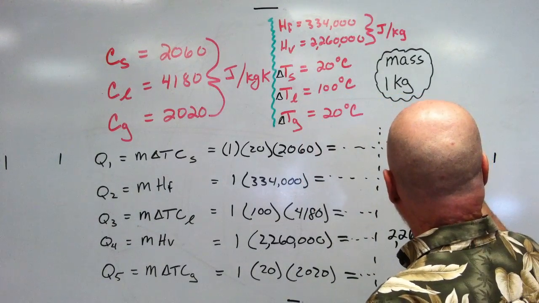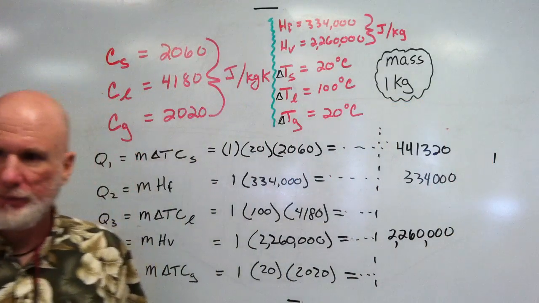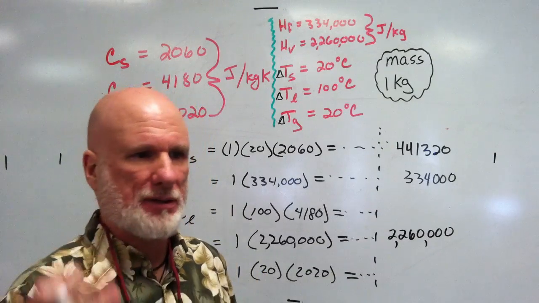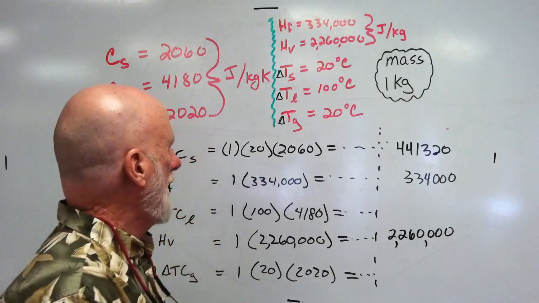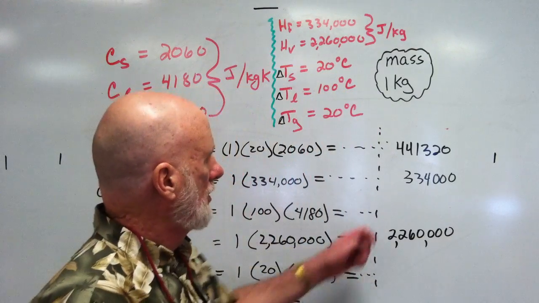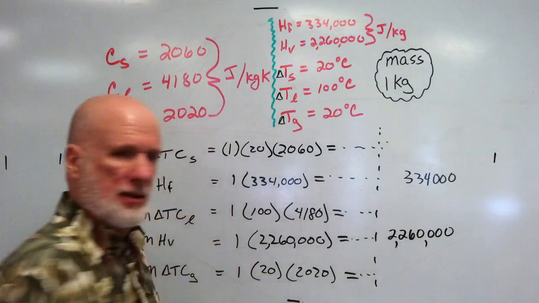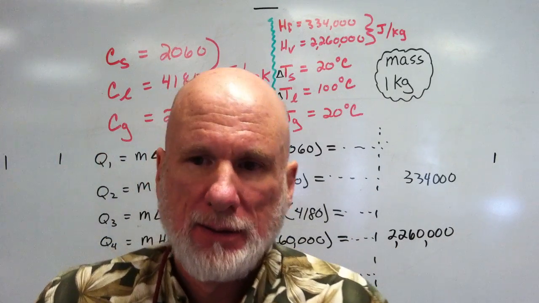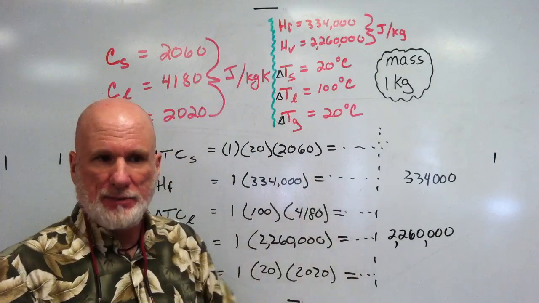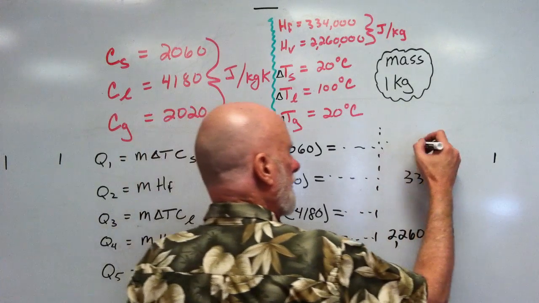I don't know. Do we have any verifications on that? I did that by hand. Yeah, we need the verification. Did you get this? 20 times 2060. It's 41,200. Do it again. 20 times 2060. What do you got? 41,200. Good.